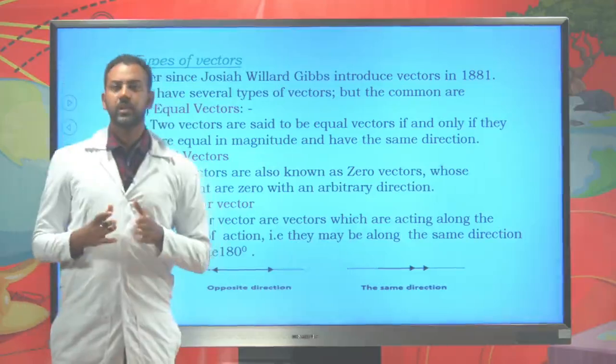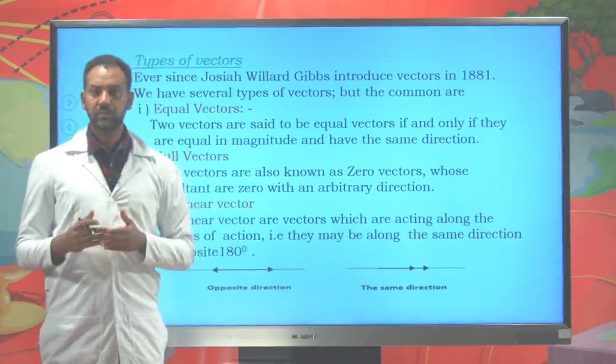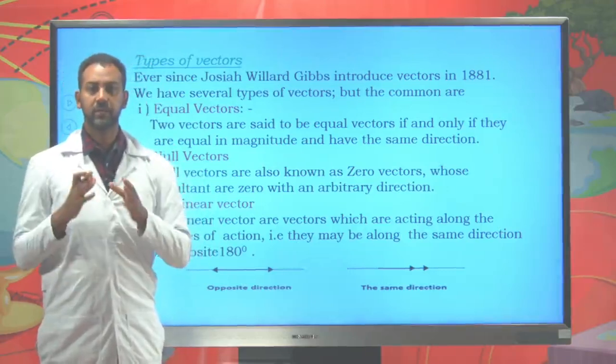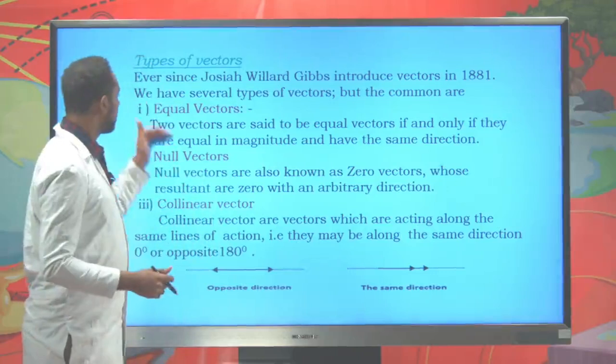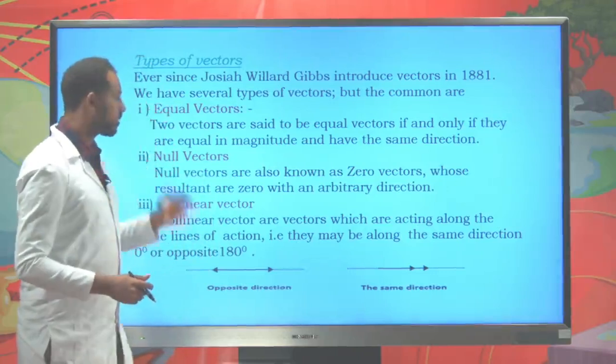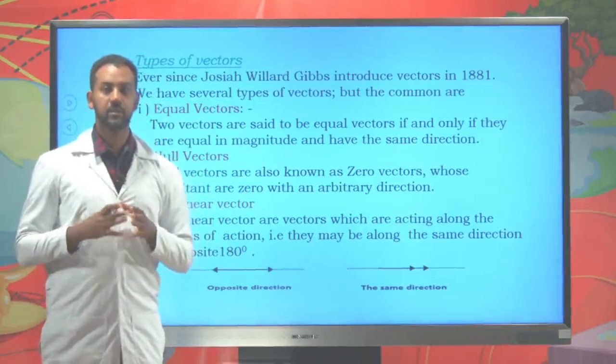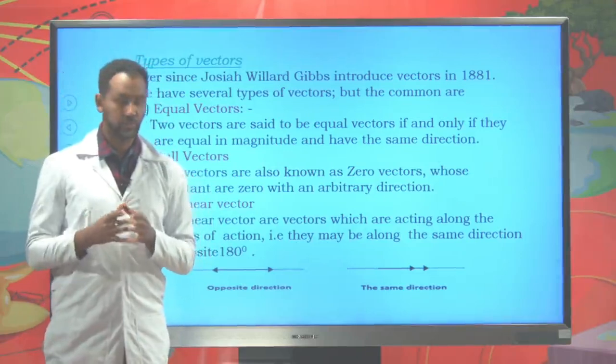Now let's classify the types of vectors. There are different types of vectors. Mainly in mathematics we have several vectors, but in physics we mainly focus on some of these, and these are equal vectors, null vectors, collinear vectors, coplanar vectors, and unit vectors. These are the main vectors that we need to focus on.